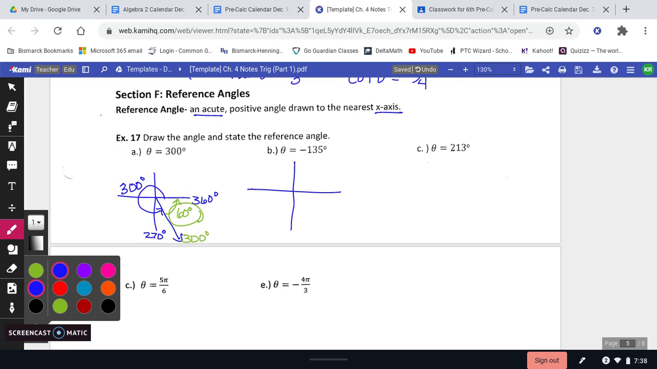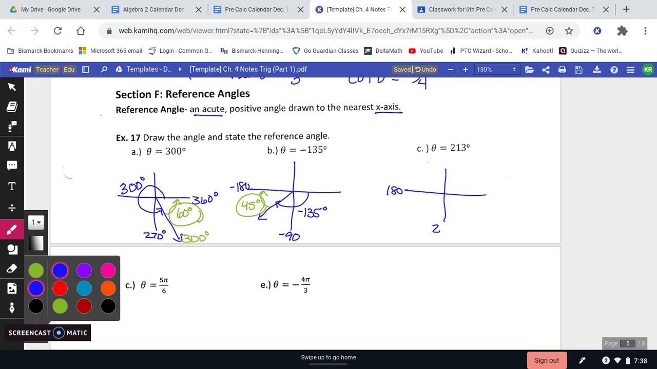Okay, a negative 135. So this would give you negative 90. This would give you negative 180. So a negative 135 is going to be about right here. So the closest x-axis is to continue to a negative 180 degrees. So the difference between 180 and 135 is 45 degrees. Now remember, reference angles are always positive, so it doesn't matter that we're traveling clockwise. It's still a positive 45-degree angle.